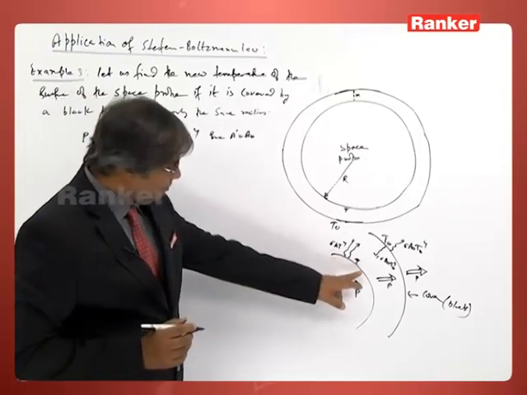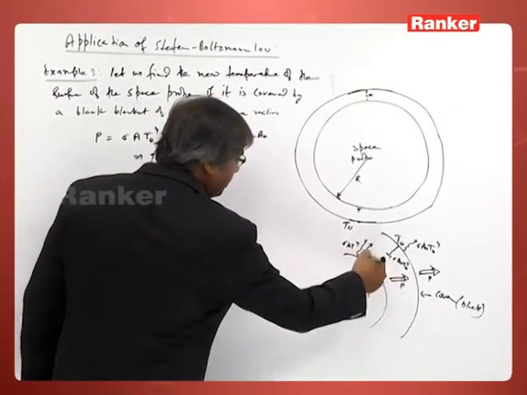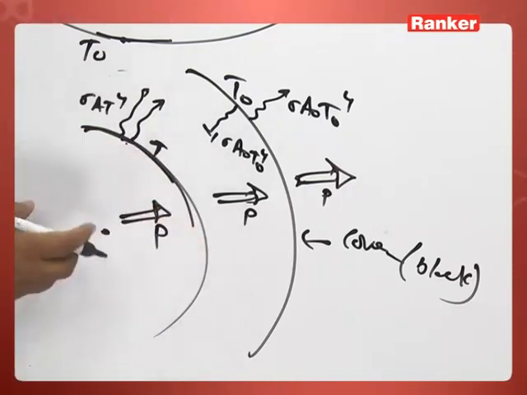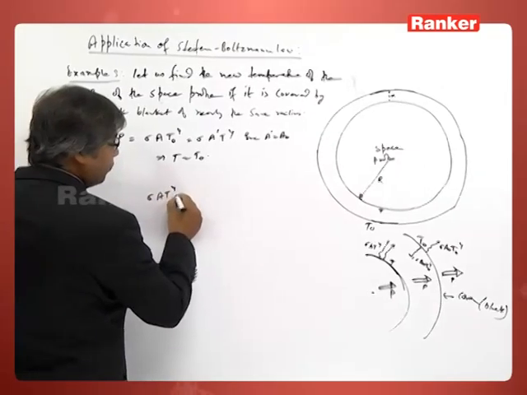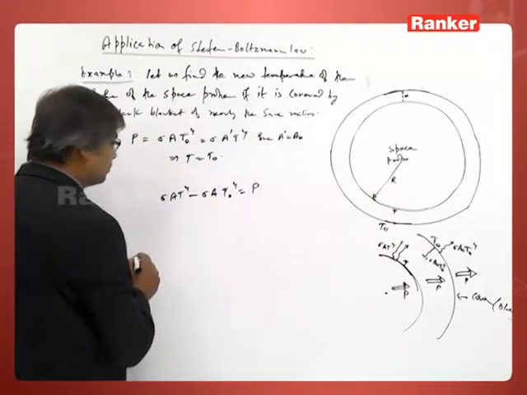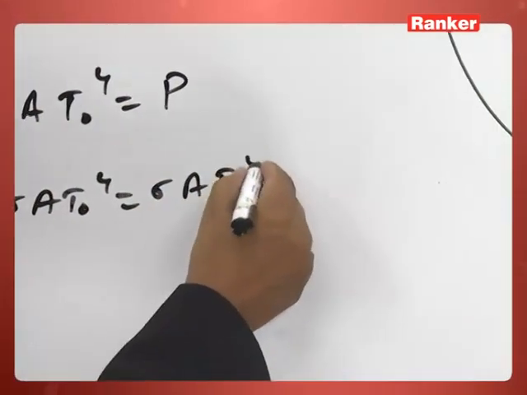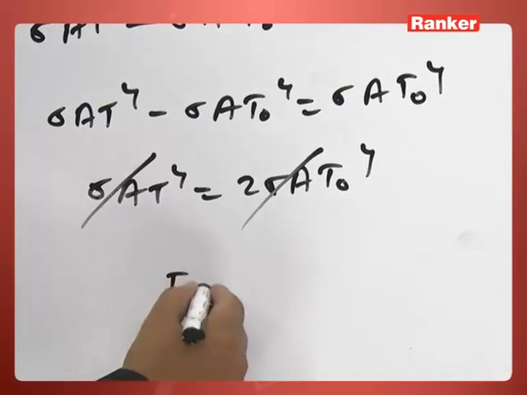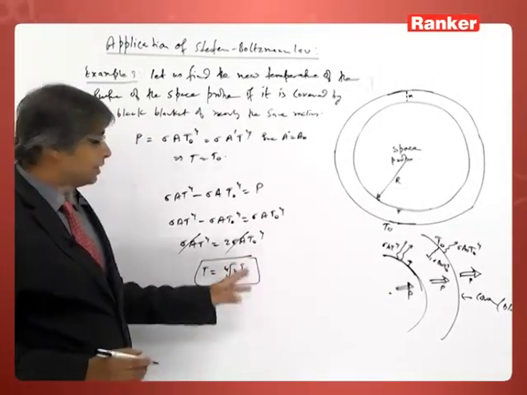So now you can see this surface here. Now the net heat flow is P. So let us see the continuity of this. It is getting P and it is going P. So this minus this: sigma A T to the power 4 minus sigma A T naught to the power 4 is equal to again P. This P is sigma A T naught to the power 4. That is, sigma A T to the power 4 is equal to 2 sigma A T naught to the power 4. Sigma A cancels. So T is equal to the 4th root of 2 times T naught.